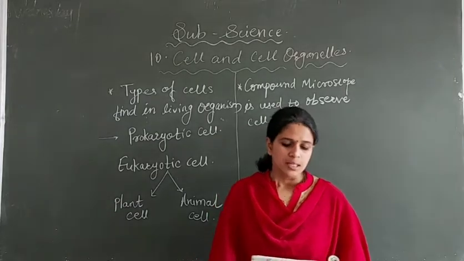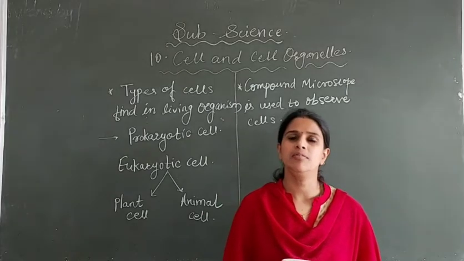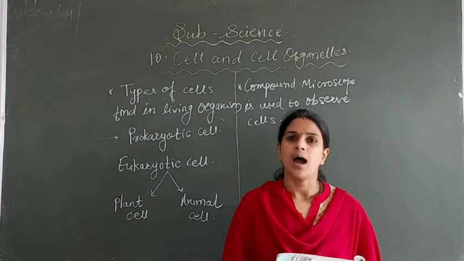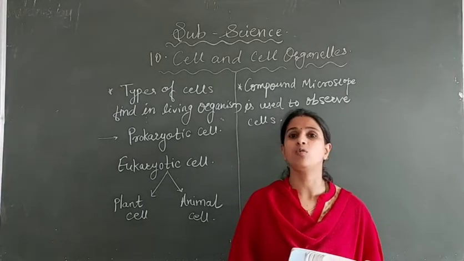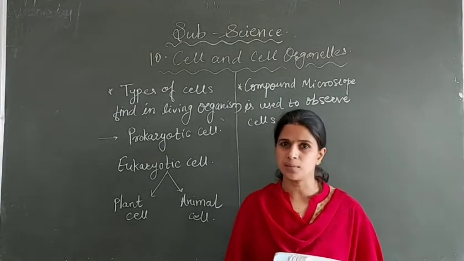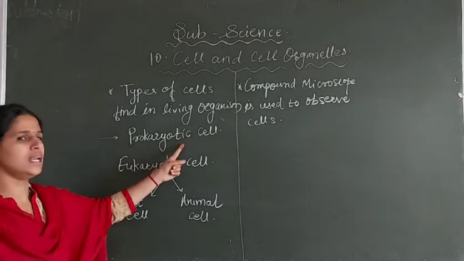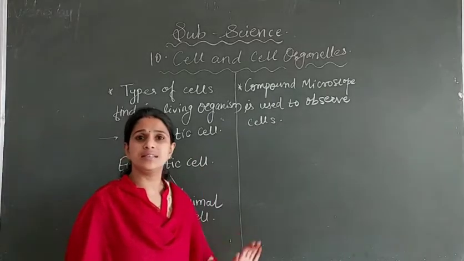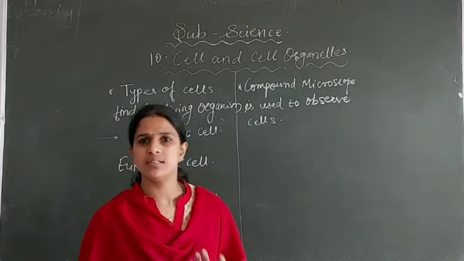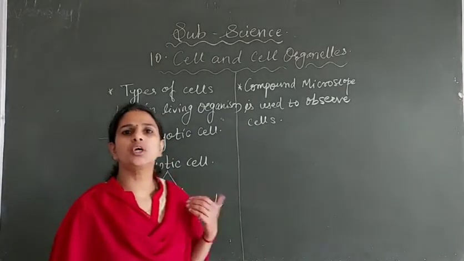Now say, how many types of cells are found in living organisms? The answer is there are two types of cells found in living organisms. The first one is the prokaryotic cell and the second one is the eukaryotic cell. These things we already studied in 7th standard, so this is only a recall.